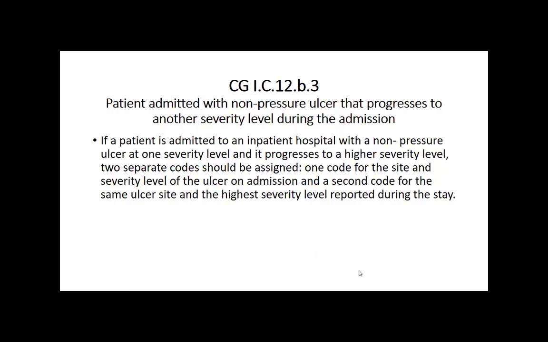If a patient is admitted with a non-pressure ulcer that progresses to another severity level during the admission, we will be assigning two codes. We'll have one code for the site and severity level of the ulcer on admission, and a second code for that same ulcer site and highest severity level reported during the stay. Notice that it is the highest severity level that is going to be coded in the second code.